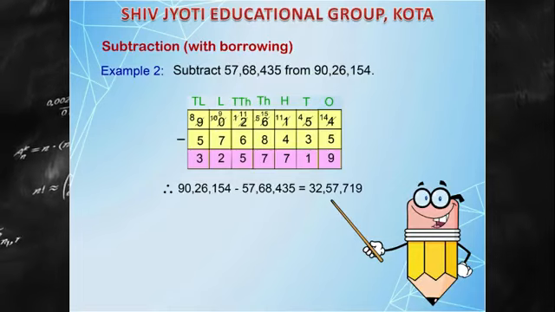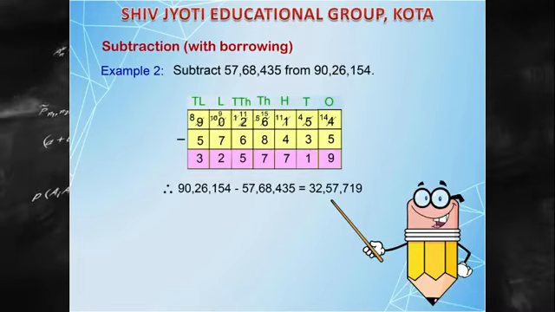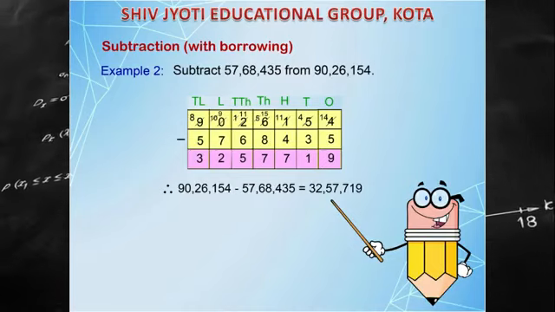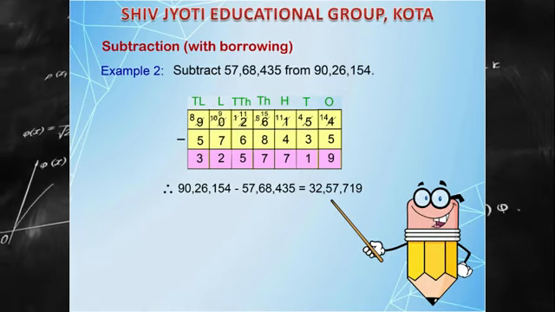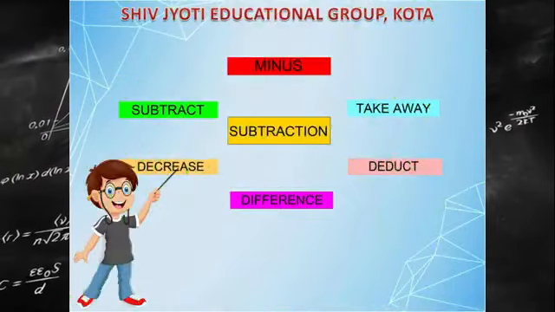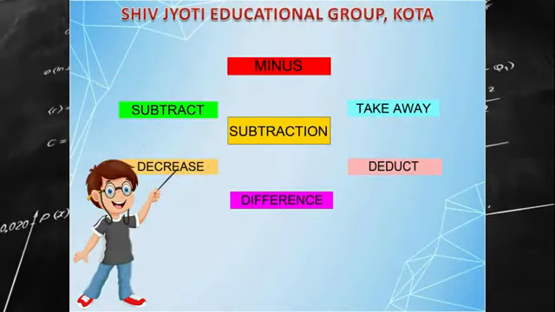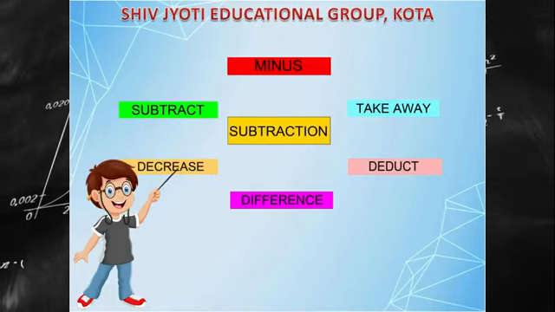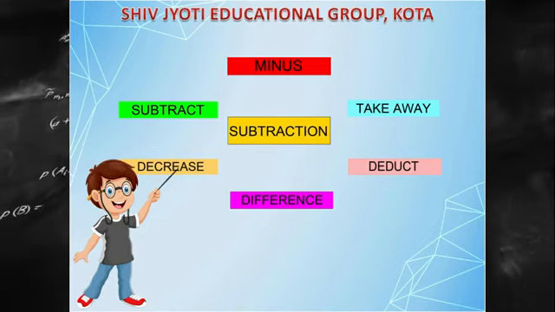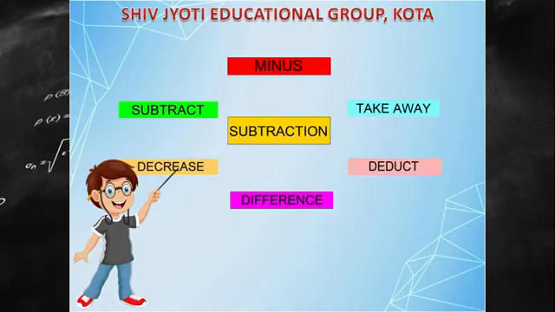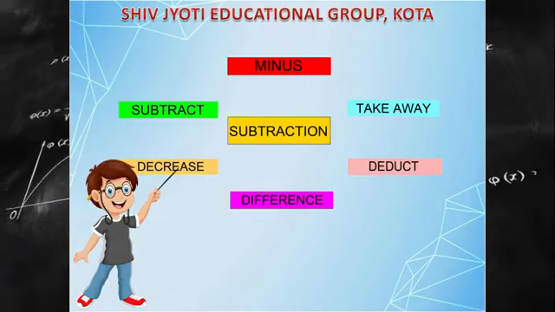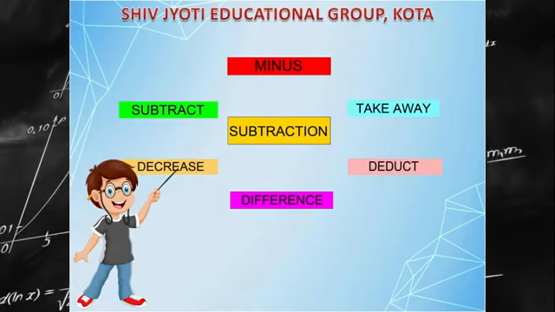Hence the difference between 90,26,154 and 57,68,435 is 32,57,719. Here we can also understand the subtraction with the help of these words like minus, take away, deduct, difference, decrease and subtract. If all these words come in the word problem, then we have to do subtraction.